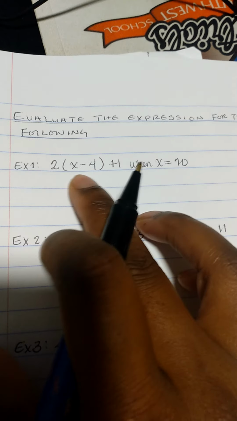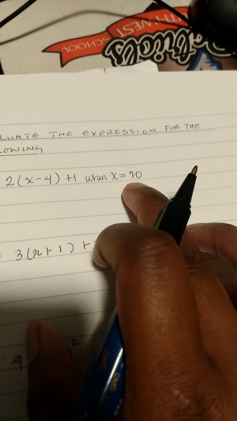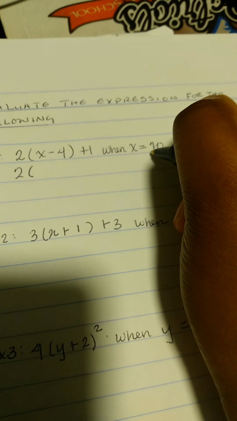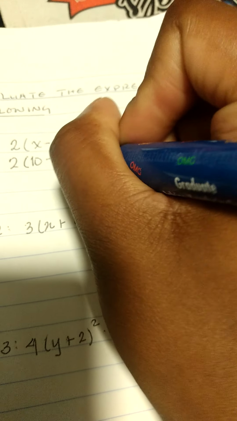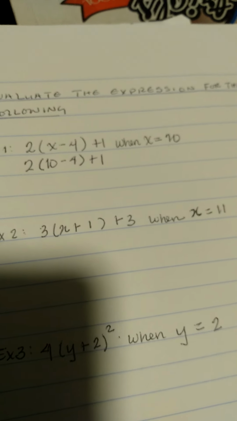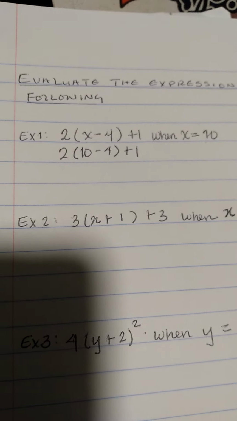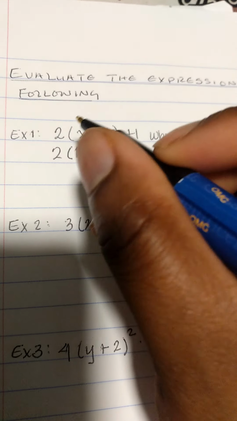It says 2 times (x minus 4) plus 1 when x is 10. That means the first step is you want to rewrite it, and where you see x, now you're going to put 10. You have 2 times (10 minus 4) plus 1. Once you have replaced the number, you just go ahead and apply your order of operations.